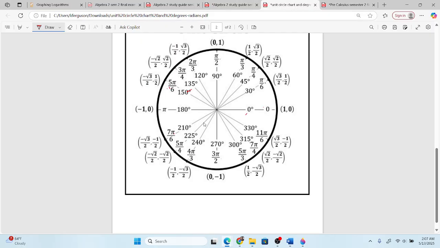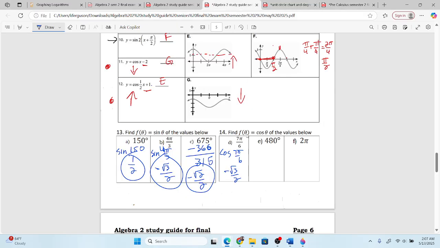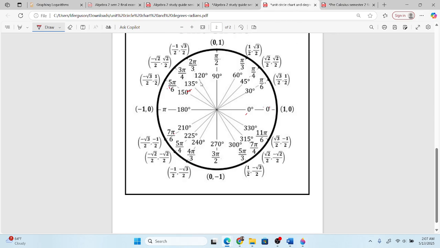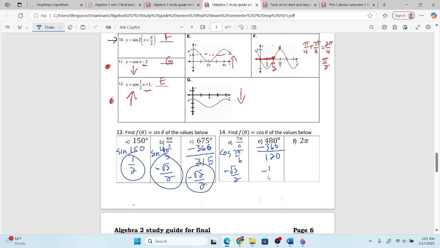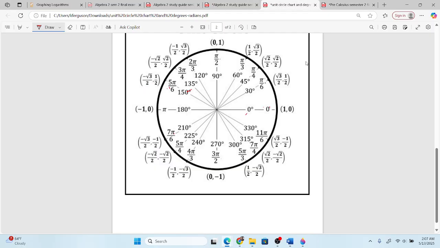Say square root of 3, right? Negative square root of 3 over 2. All right, next. That's more than 360 degrees, so let's take 360 degrees away, and we got 120. So 120 is negative 1/2. And finally 2 pi. 2 pi is exactly 360 degrees, so I go right all the way around.